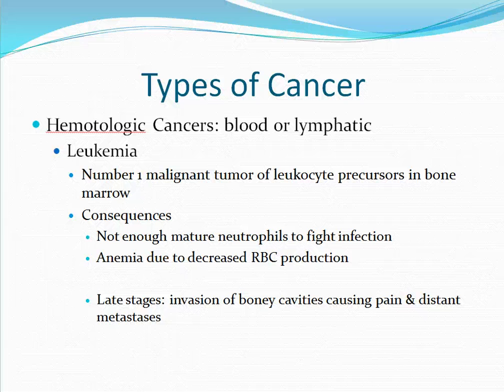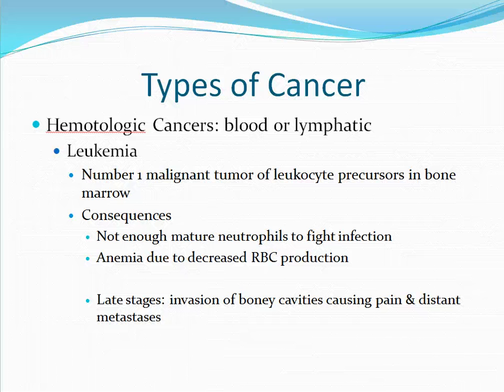Hematologic cancers are those of blood or lymphatic origin. You are unable to touch or feel them. One type of hematologic cancer is leukemia. This is the #1 malignant tumor of leukocyte precursors in the bone marrow. Bone marrow proliferation is so rapid in leukemia that immature white blood cells end up spilling into the blood.